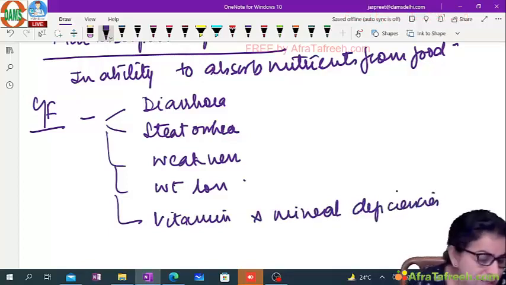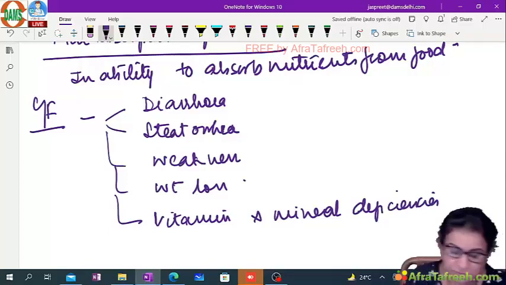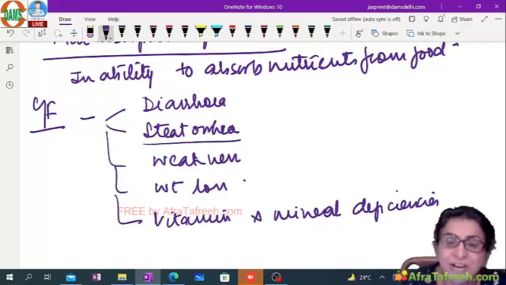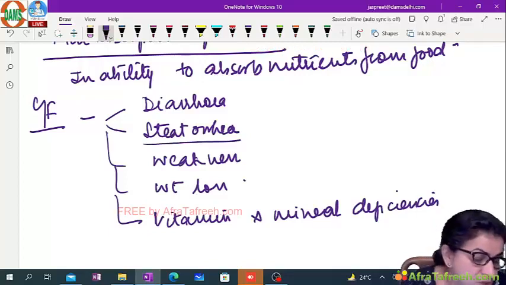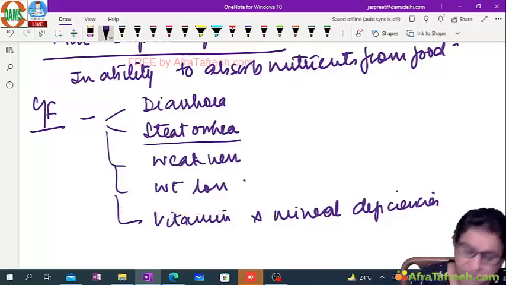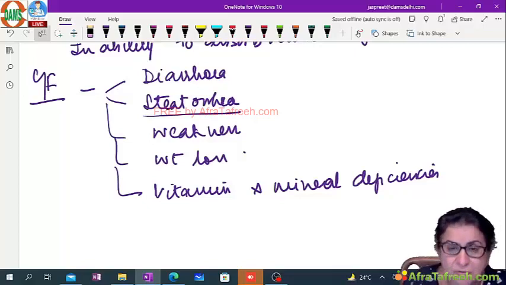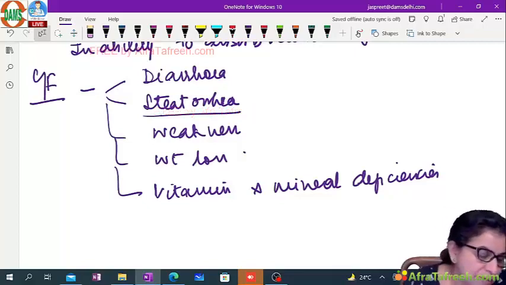Vitamin and mineral deficiencies. The patient may develop vitamin and mineral deficiencies also. The word steatorrhea means passage of fat in the stool. So you can screen for fecal fat. One of the investigations that you can do in malabsorption, which I'll write later, is to screen for fecal fat by staining it with a stain called Sudan black. Sudan black is a fat stain. Or you can do a 72 hours fecal fat test.